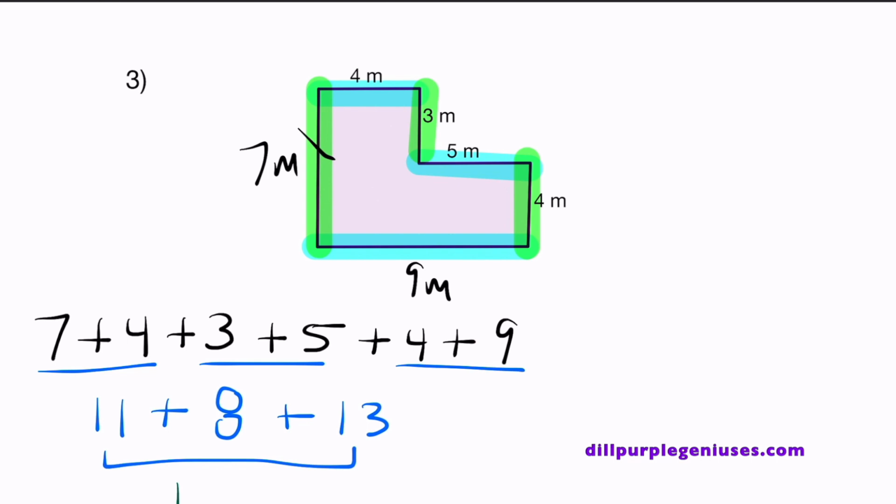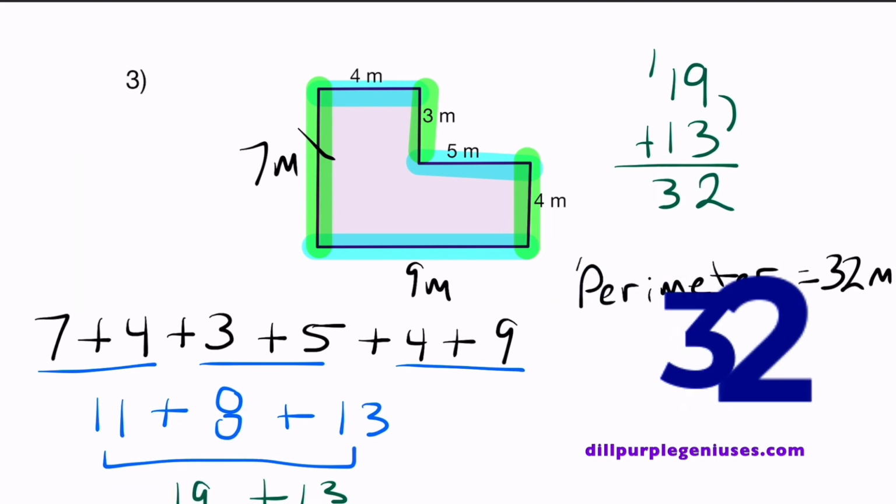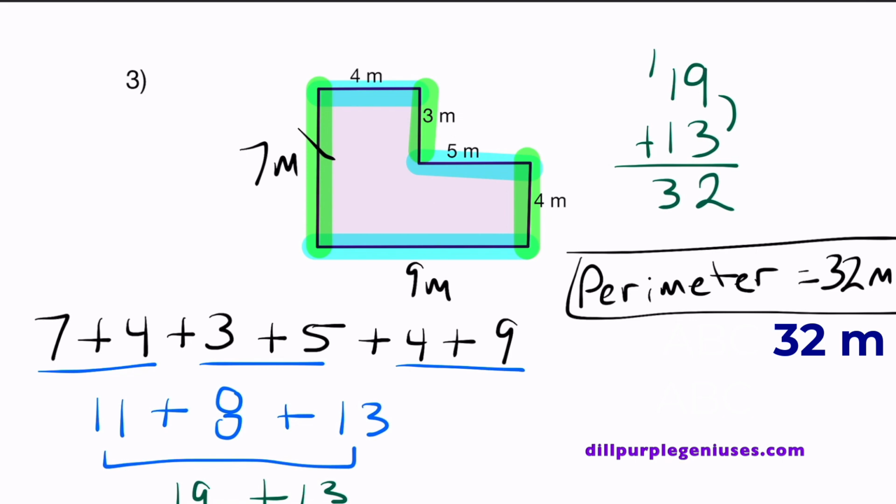So 11 plus 8 is 19, and then we have plus 13. So let's add them up over here. We have 19 plus 13. So 9 plus 3 equals 12. Put the 2 here, carry the 1. Then 1 plus 1 is 2, plus 1 equals 3. The perimeter is 32 meters. That is the answer for number 3.